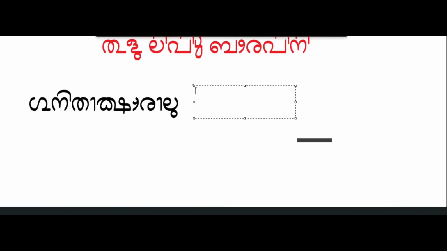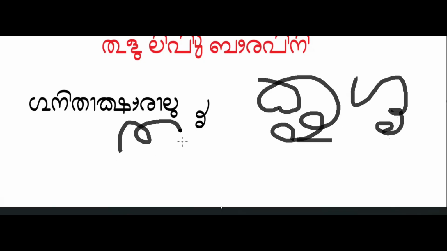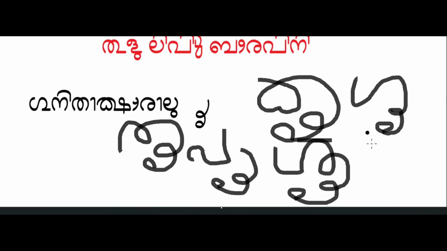Next, ru. For this ru, how to write? See, one extra round. Ru, kru, kru, through, like this.